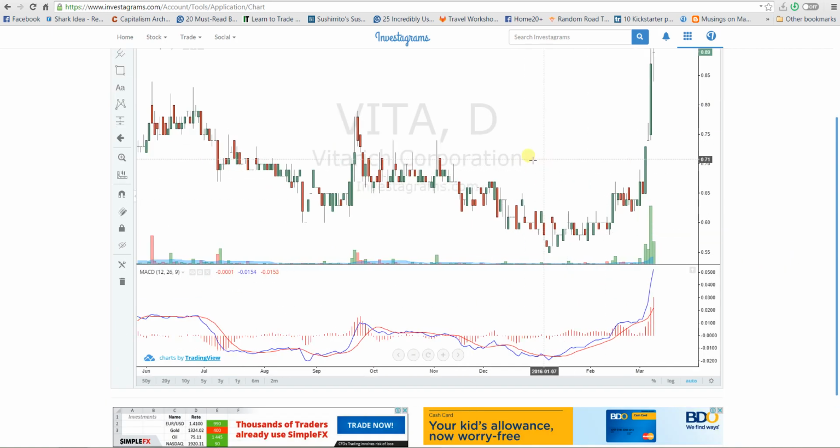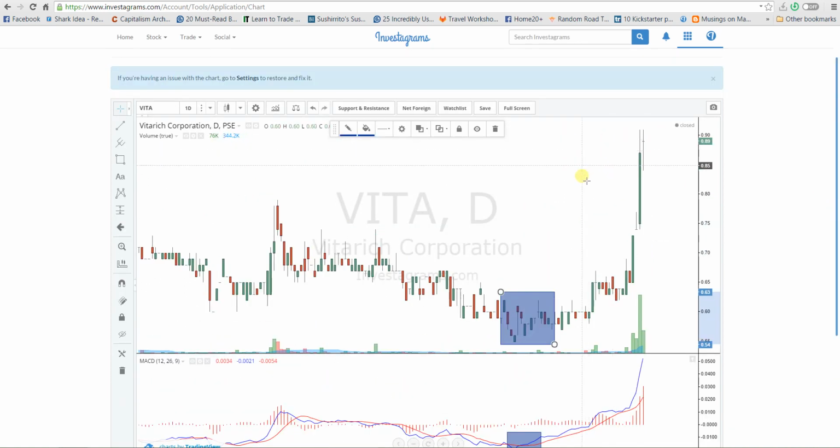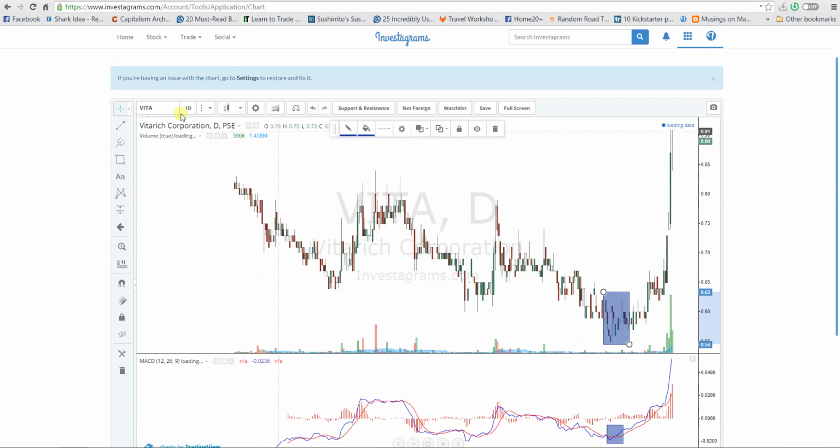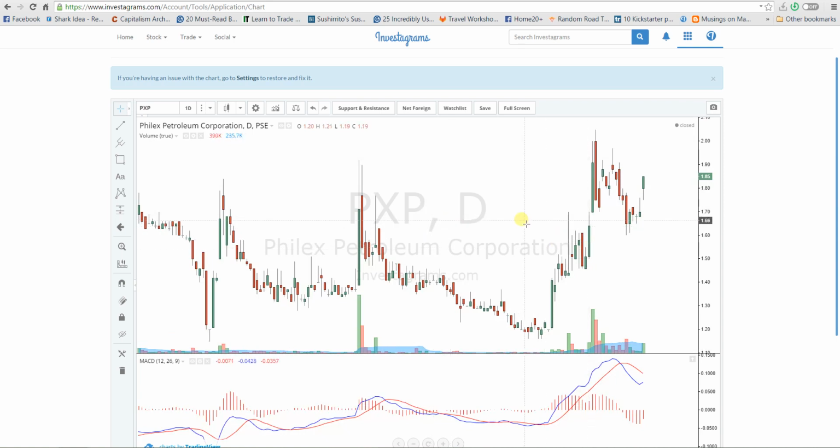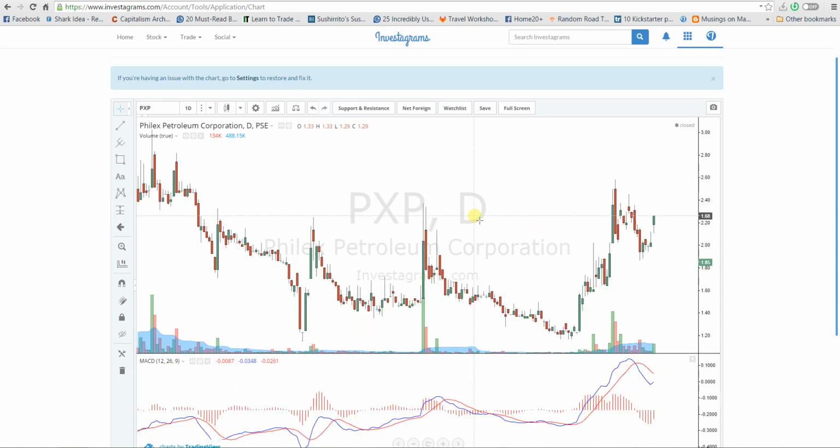So we tend to check each stock whether or not our favorite indicators have given us a signal. So let's look at this, Vita, one of the top gainers recently. It gave us a buy signal here. So if you bought around this area, 0.60, it's now doing 0.89. Cool, right?